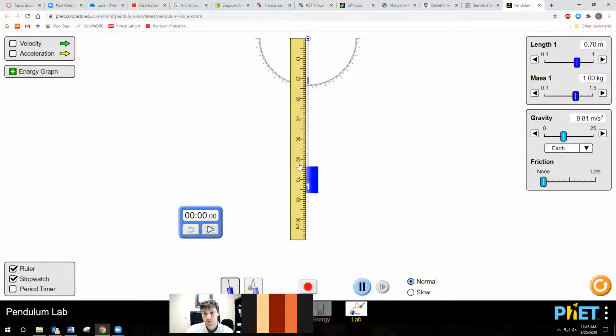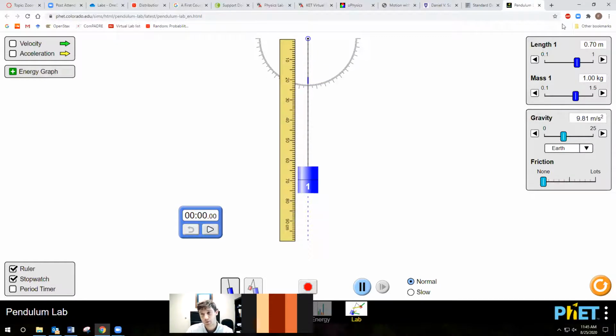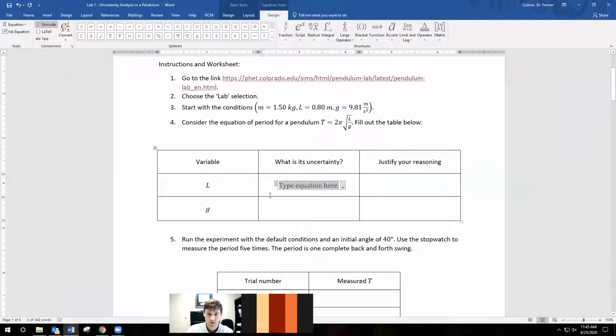It's perhaps possible that we could estimate it a little bit more accurately, but because the notch marks on the ruler only are in increments of 1 centimeter, our limitation of our uncertainty in the measurement of the length would be 1 centimeter. So the uncertainty of our measured length is 1 centimeter, which we should note is 0.01 meters.